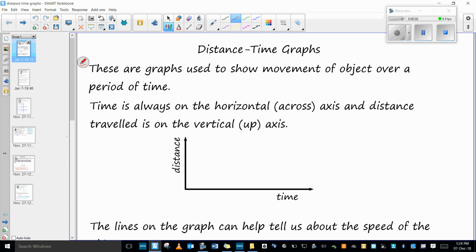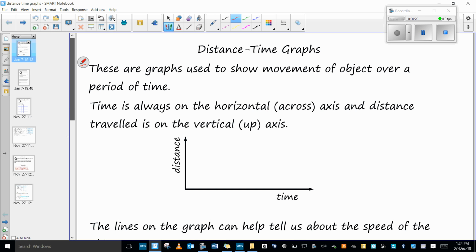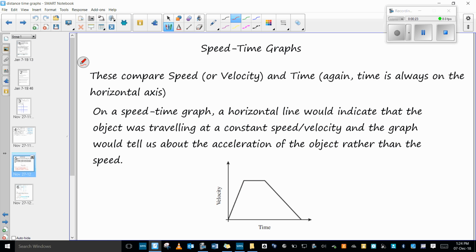What did we say? Well, it says it. When a distance time graph is horizontal, we know that the object's not moving, yes? So the object's stationary. Now, when it comes to speed, yes? And so, that was distance time.